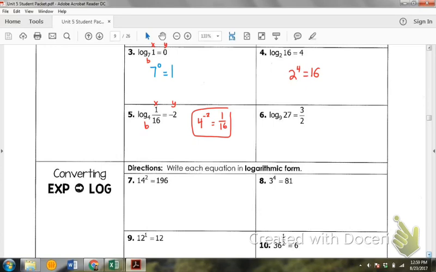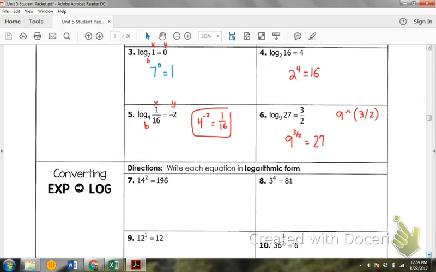Aspen, what'd you get on number 6? 9 raised to 3 over 2 equals 27. Perfect. 9 raised to the 3 over 2 power equals 27. Please make your 3 over 2 look like an exponent. All right? Now, let's check that in our calculator. You all have a calculator. I want you to do 9 raised to, and then in parentheses, 3 divided by 2, close your parenthesis.